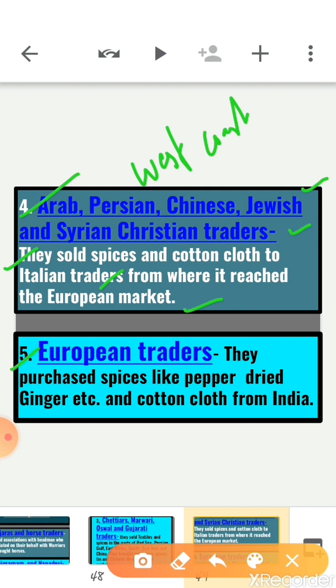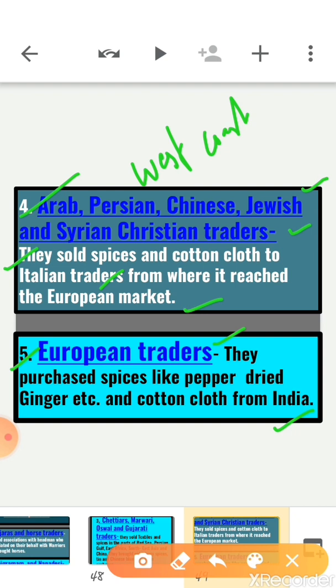Now next we have European traders. They purchased spices like pepper, dried ginger, etc. and cotton cloth from India. So European traders traded in spices and cotton cloth.